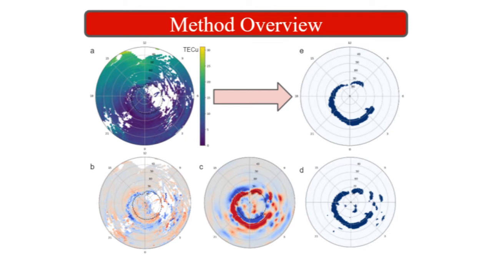Method overview. The input is a TEC image like the one shown on the top left. The dashed line in the images marks the auroral oval as measured by DMSP. The output of the process is a binary image the same size as the input with the positive pixels corresponding to the trough. An example of this is shown on the top right.